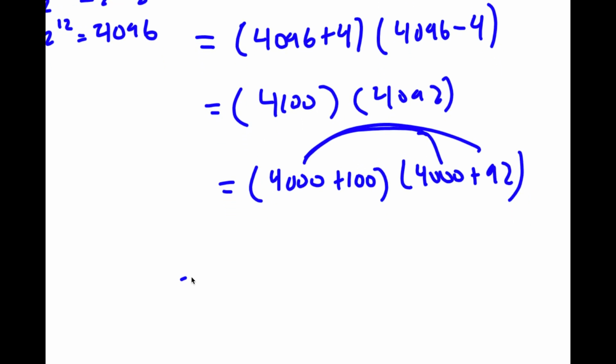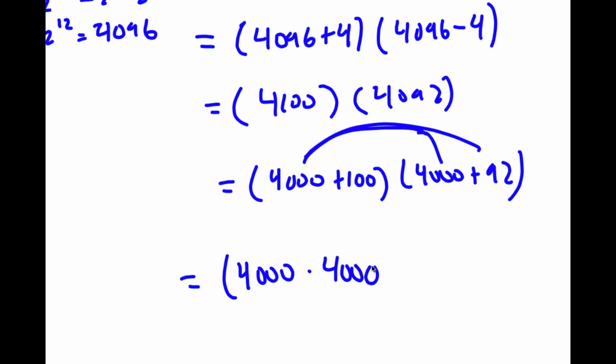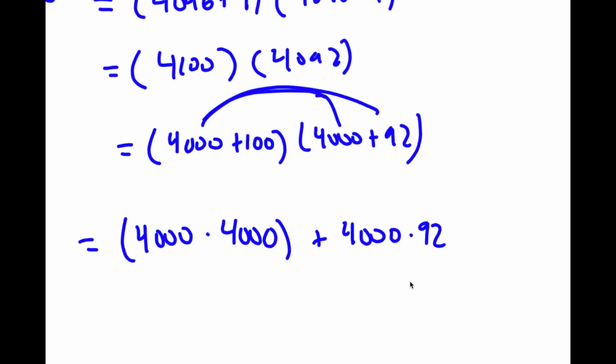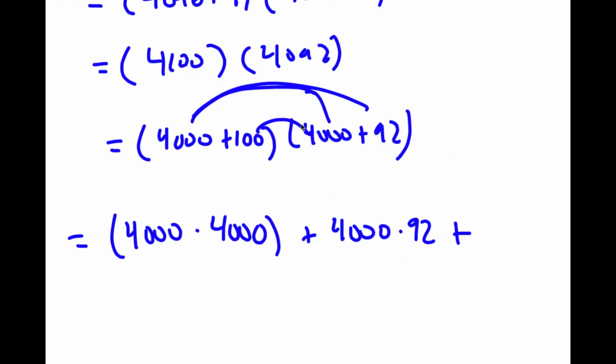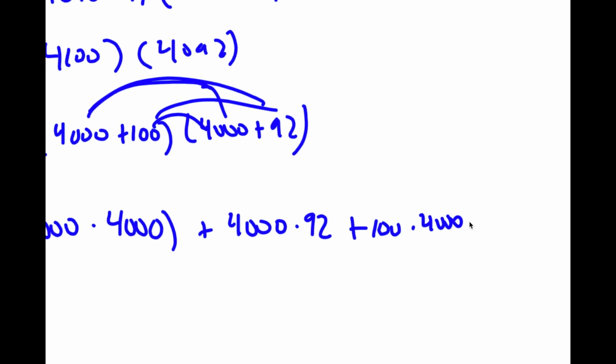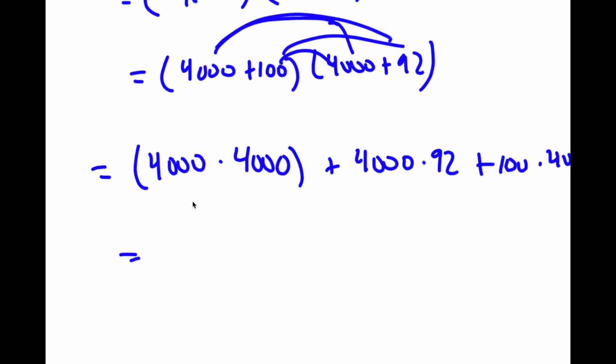I have 4,000 times 4,000 plus 4,000 times 92 plus, now if I distribute the 100, times 4,000 plus 100 times 92. Now 4,000 times 4,000, that's 4,000 squared, plus 4,000 times 92.